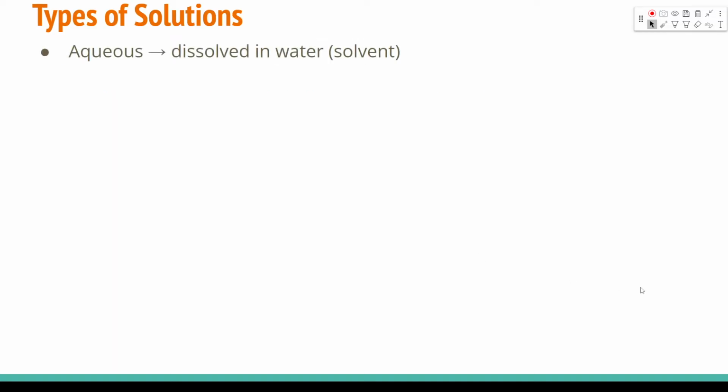Okay, so we have some different types of solutions. Aqueous, which I mentioned earlier, means dissolved in water. Water happens to be the solvent. This is the most common solution you're going to run into in chem. There are different solvents as well, but this is a special one because we dissolve in water almost all the time. Then you have electrolytes.